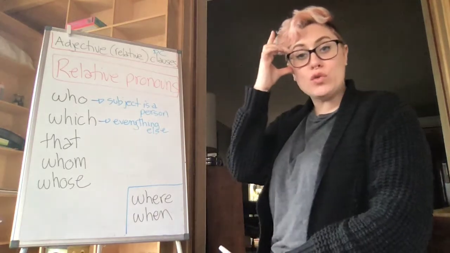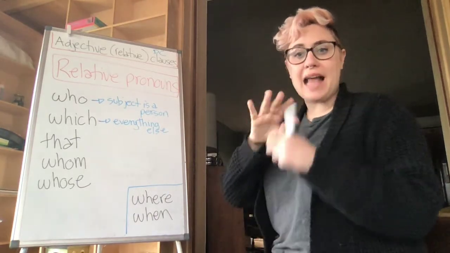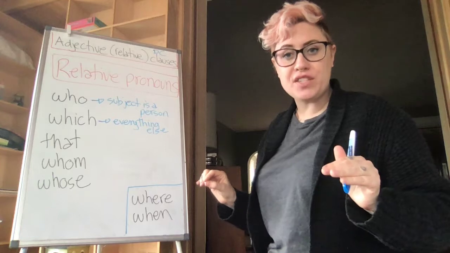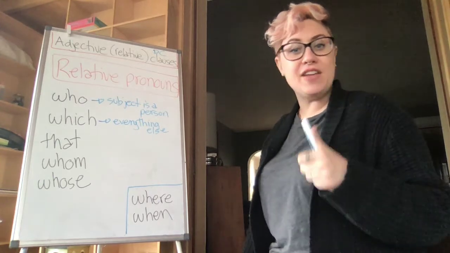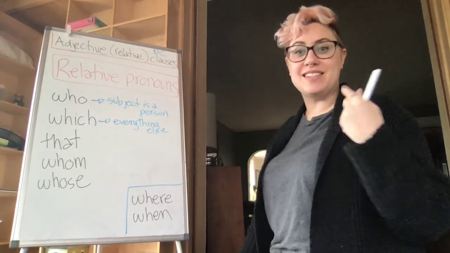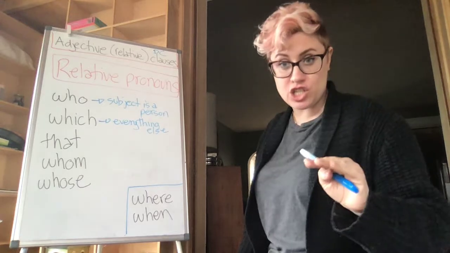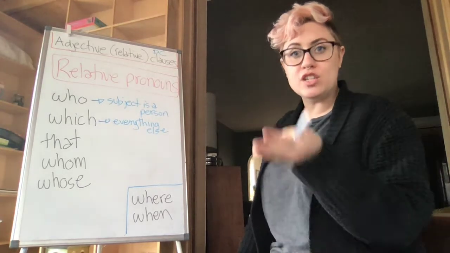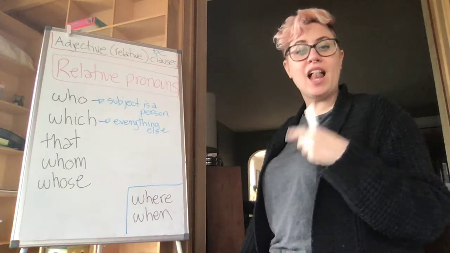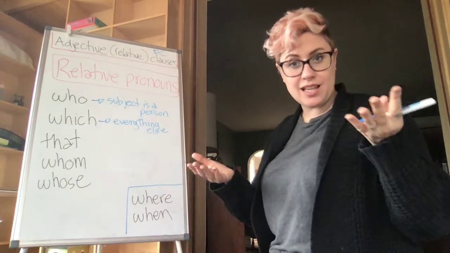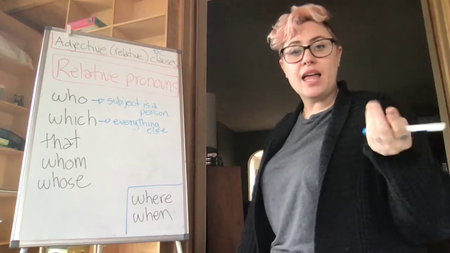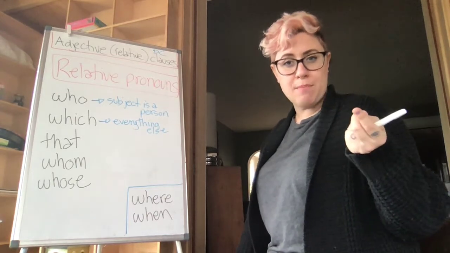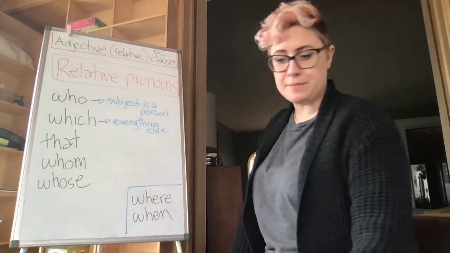Okay, so we use which for everything else. So any noun that is not a person, like if it is a thing, if it is a place, if it is a time, we use which. So instead of saying my brother who lives in Toronto, we can say London, like the city, London, which is a place. London, which is very boring, is where I was born.